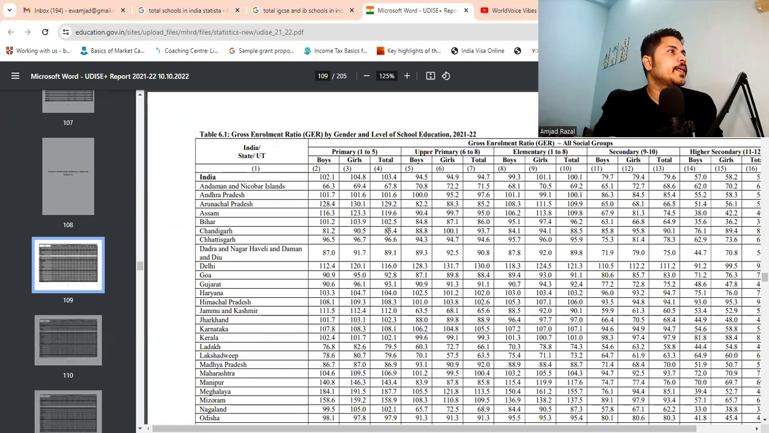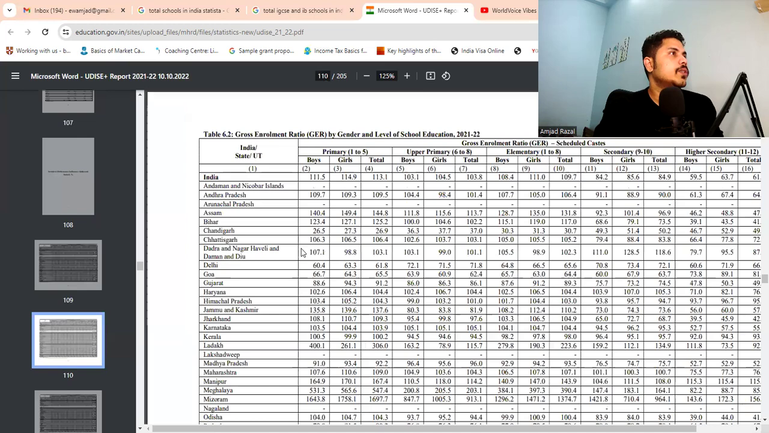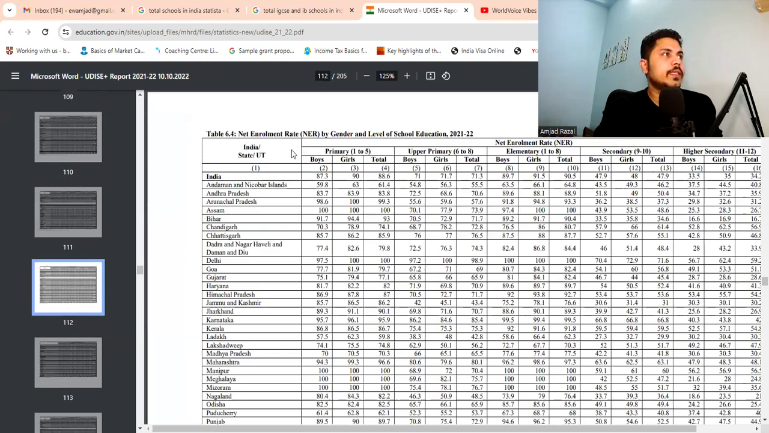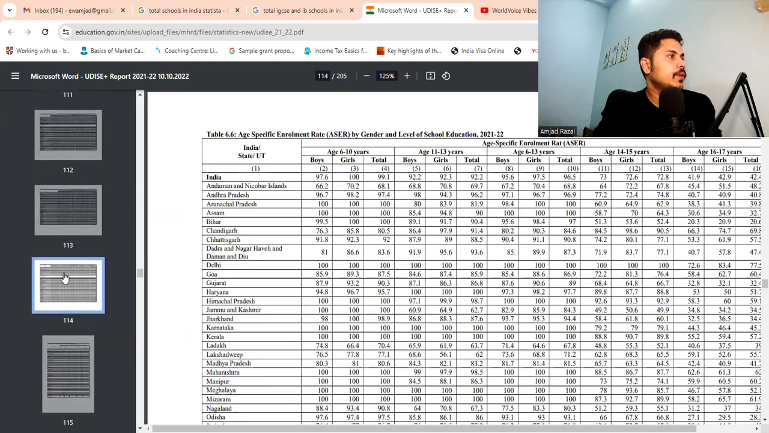Okay, so boys, girls, total primary from 1 to 5, gross enrollment ratio. Like in the beginning, you saw the performance metrics. One of the performance metrics is gross enrollment ratio, GER, by gender and level of school education. So let's go to the next one. This is net enrollment ratio. We have age specific enrollment.